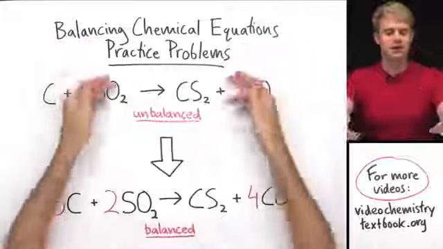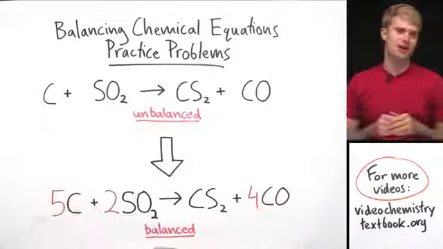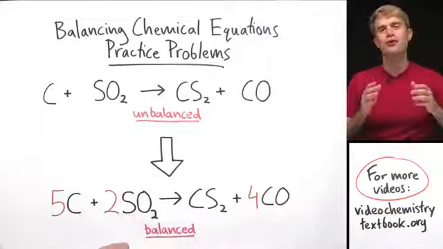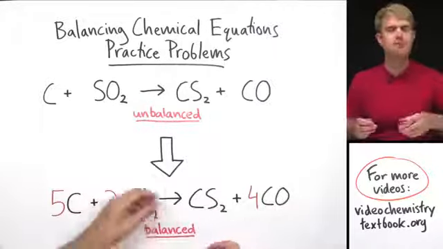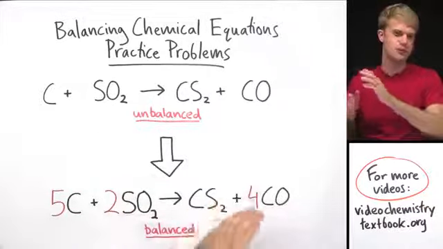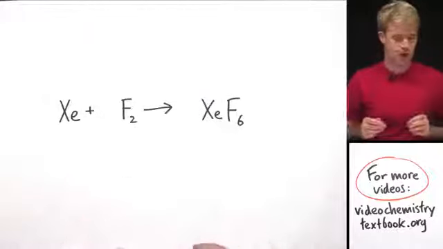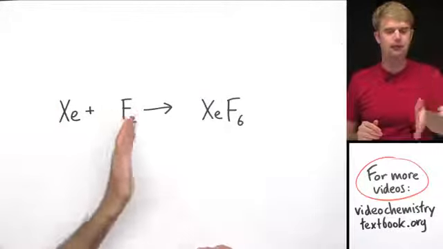Let's do some practice problems for balancing chemical equations. We'll start off with some examples that are pretty basic and straightforward, and then the problems will get more challenging as we move on. Here's our first equation. We've got xenon and fluorine.